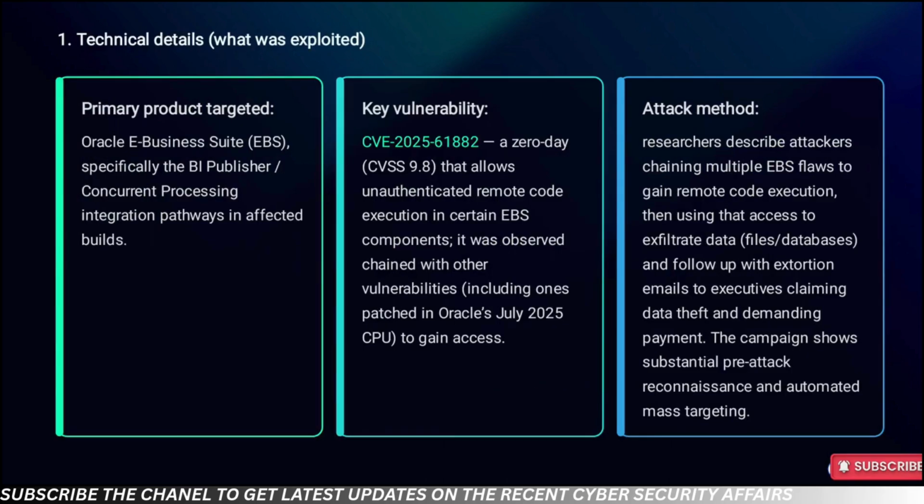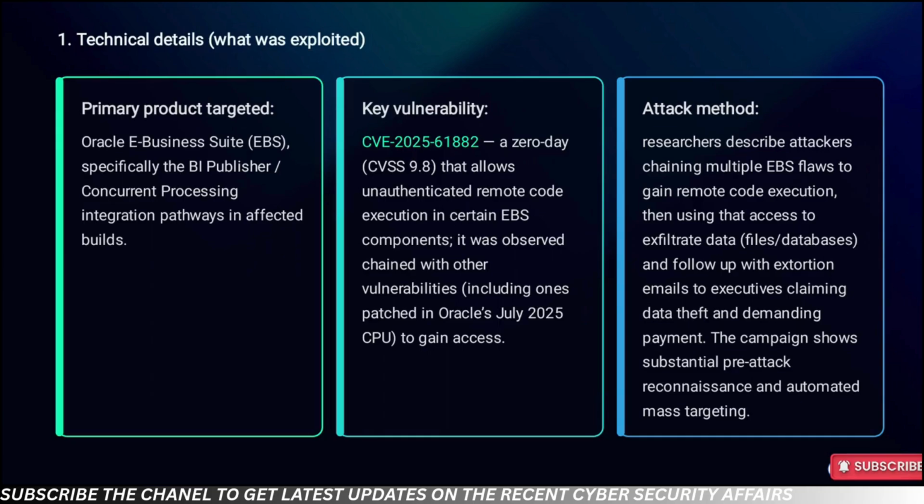Coming to the technical details, the primary product targeted is Oracle E-Business Suite, especially the BI Publisher and concurrent processing integration pathways. The key vulnerability is a zero-day with a CVSS score of 9.8 that allows unauthenticated remote code execution in certain EBS components. It was observed chained with other vulnerabilities, including one patched by Oracle in July 2025, to gain access.